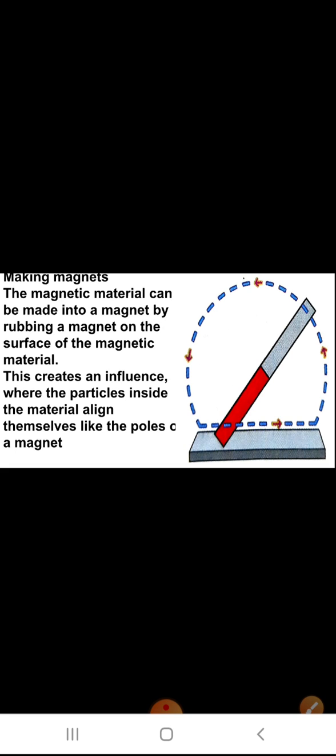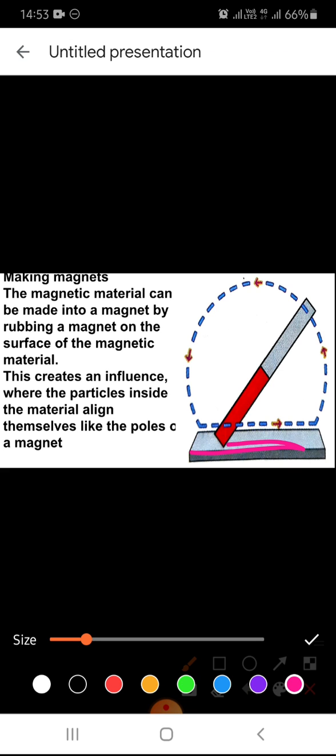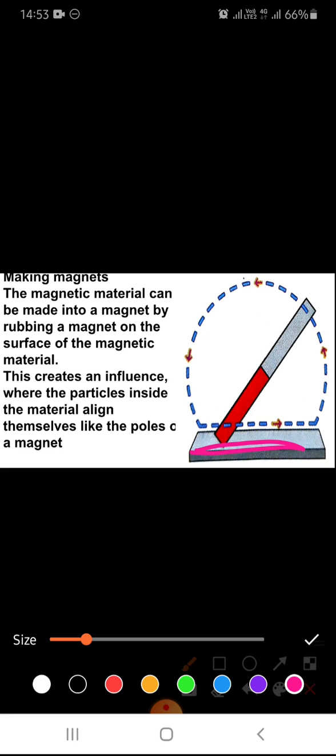Making a magnet, how can you make a magnet? You can magnetize other things, such as an iron strip. As you can see, our iron strip is here, and what you have to do is take a magnet. In this case they have taken a bar magnet, and you have to rub it continuously like this in a circular form, at least 30 to 32 times.